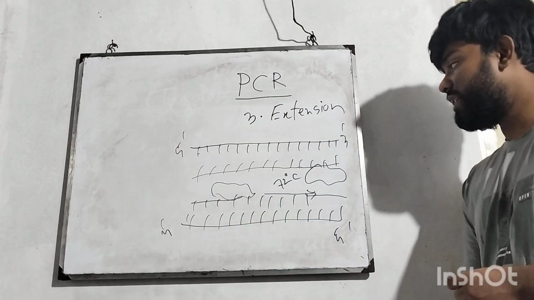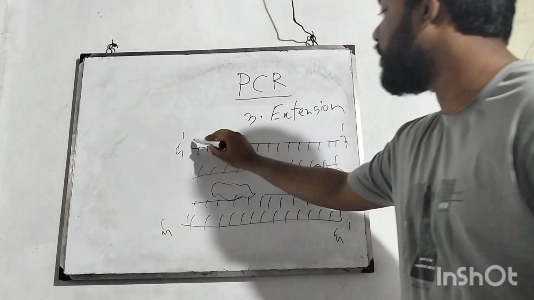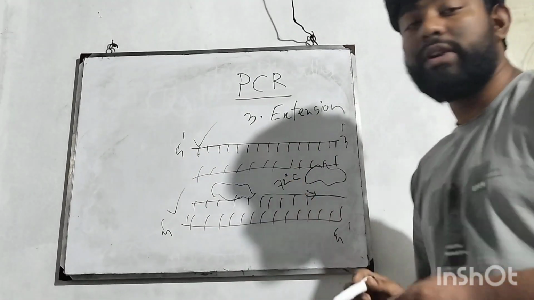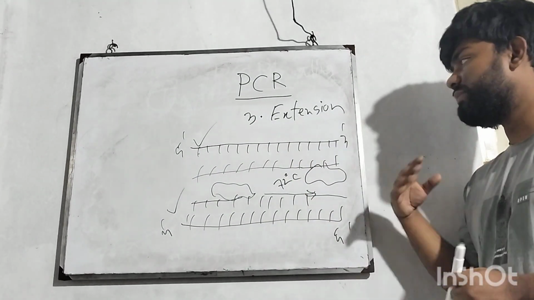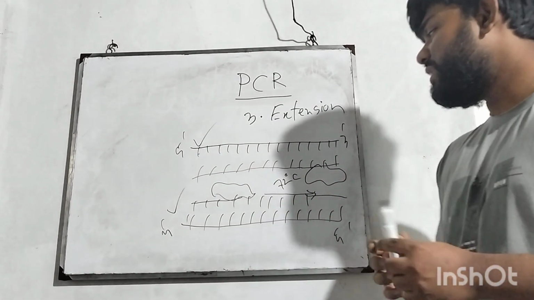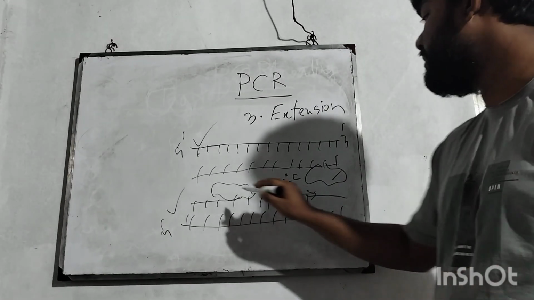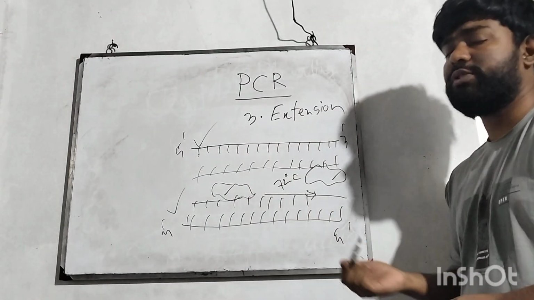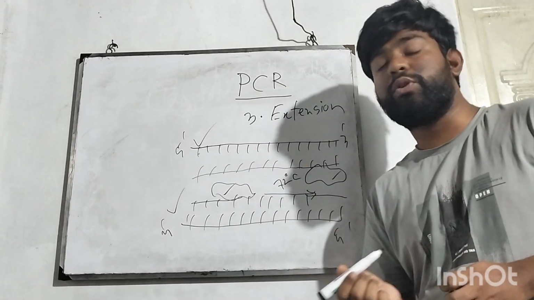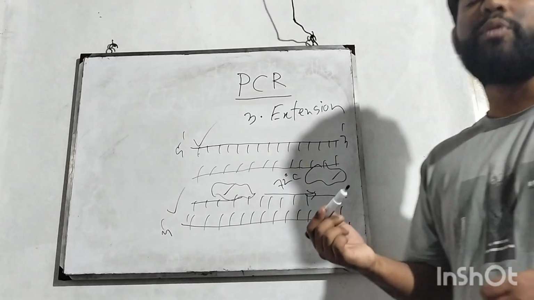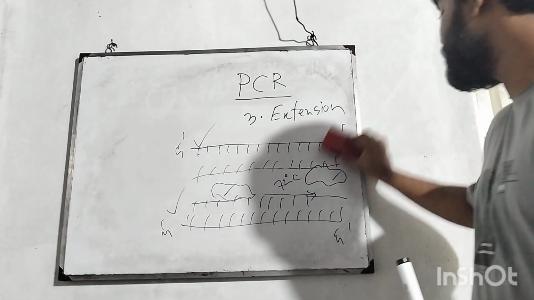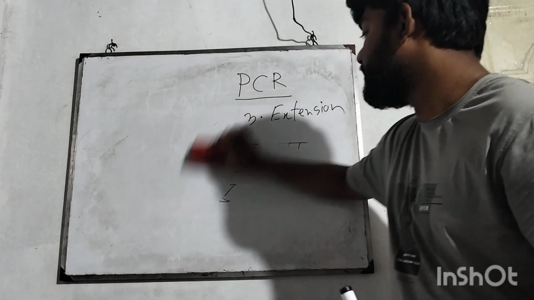So we see that from a single double stranded DNA, we actually got two double stranded DNA. This is basically the principle of PCR. The interesting thing is that this DNA polymerase enzyme is a special DNA polymerase enzyme. This is not a regular DNA polymerase that is found in the human body. This DNA polymerase is called Taq polymerase.